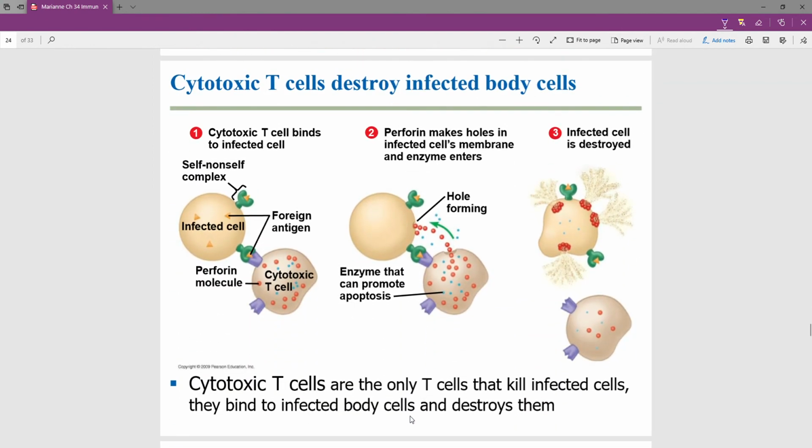So this is a picture of those cell-to-cell fighters, the cytotoxic T cells. I think I called them killer T cells, if you want to call them that. And basically what they're going to do is literally interact with that infected cell to destroy that infected cell. And so they're the only T cells that can actually kill infected cells rather than just helping other components of the immune system do that work.